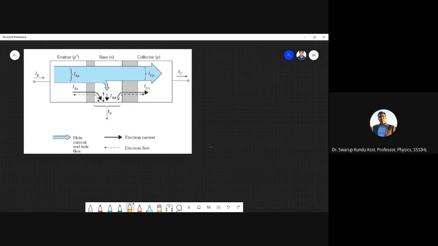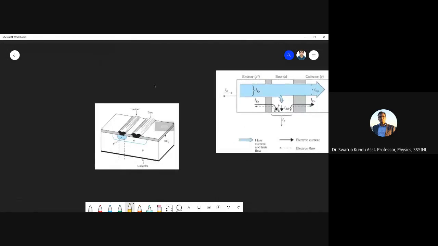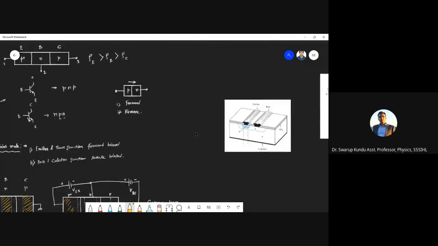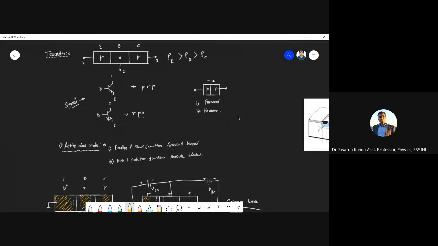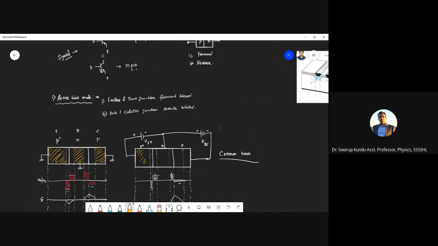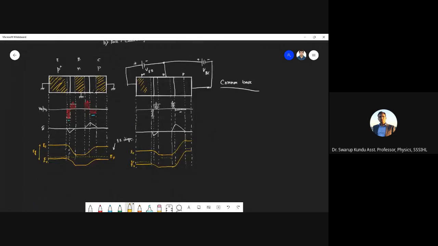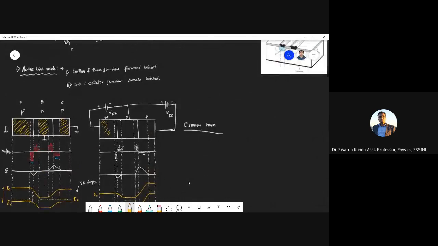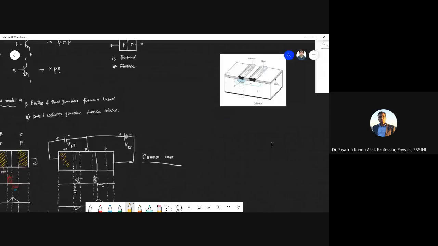So let's recap today's class, what we have learned. We understood the transistor construction, their symbols, right? Their mode of operation, the energy band diagram, right? And now we are getting into all the current equations.